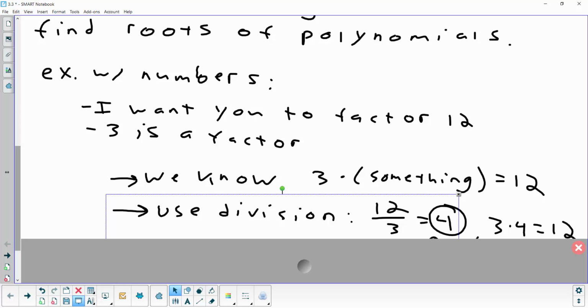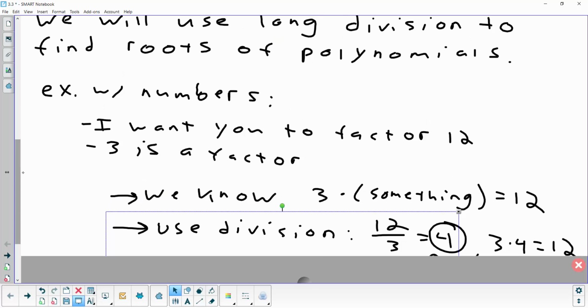Anytime you divide a number by a factor, and I can even extend that to be a little bit more general, anytime you divide something by something else, if the remainder is 0, then what you divided by must be a factor. If I divide 12 by 6, I get a remainder of 0, and that's because 6 is a factor of 12. If I divide 12 by 5, I get a remainder of 2. That's because 5 is not a factor of 12.